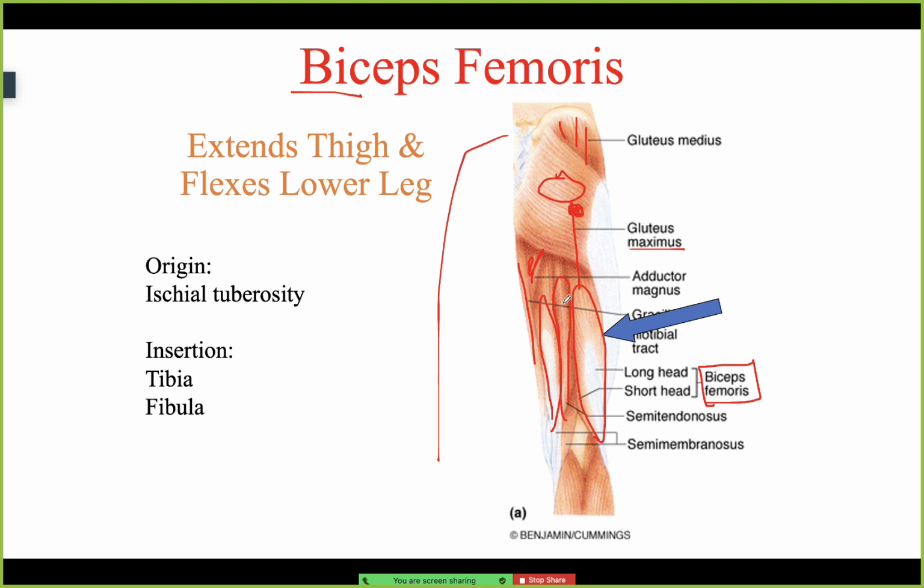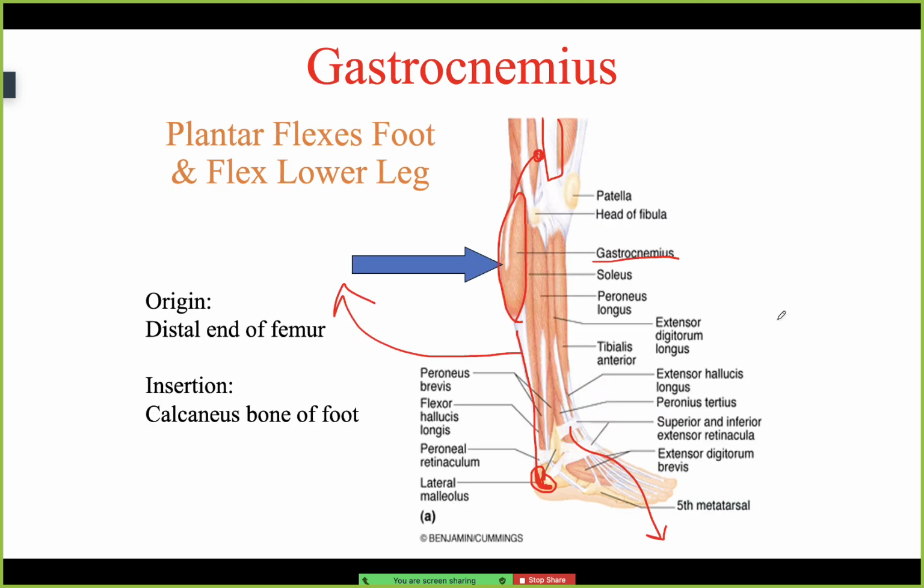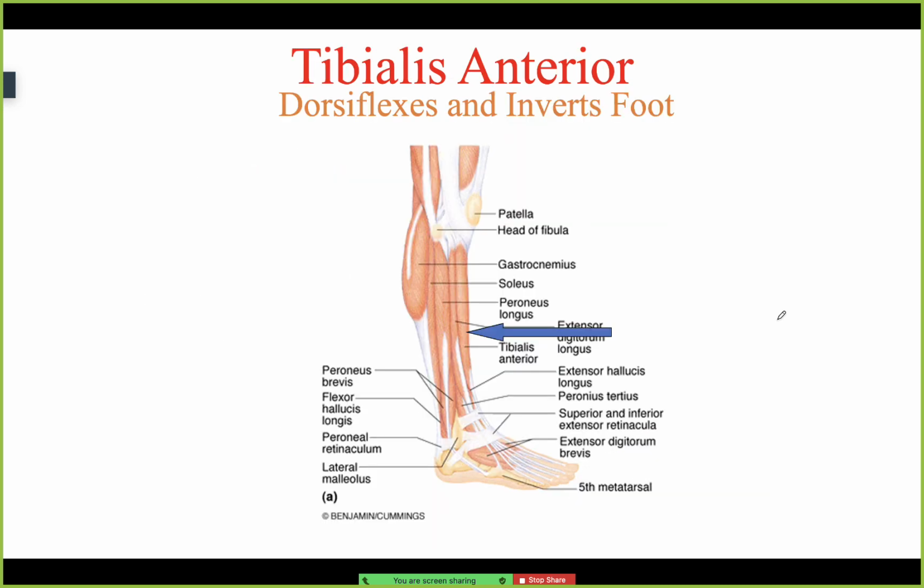For lab time, we will be going over and doing some labeling together because I think that's really helpful. But for this one, just know that I've chosen select muscles to go over with you. So that was the gastrocnemius here.